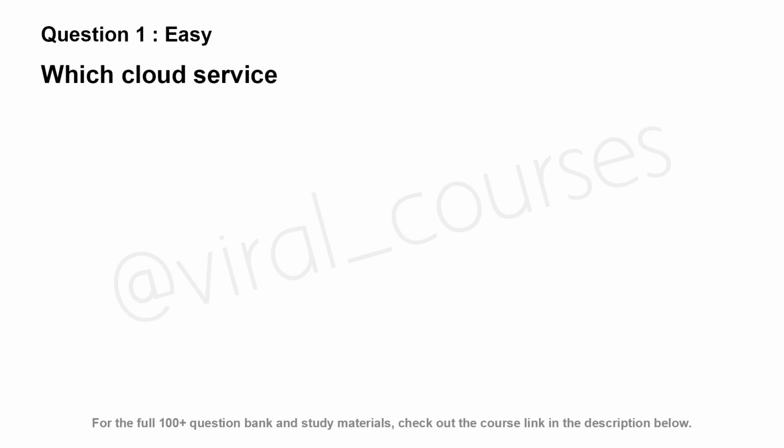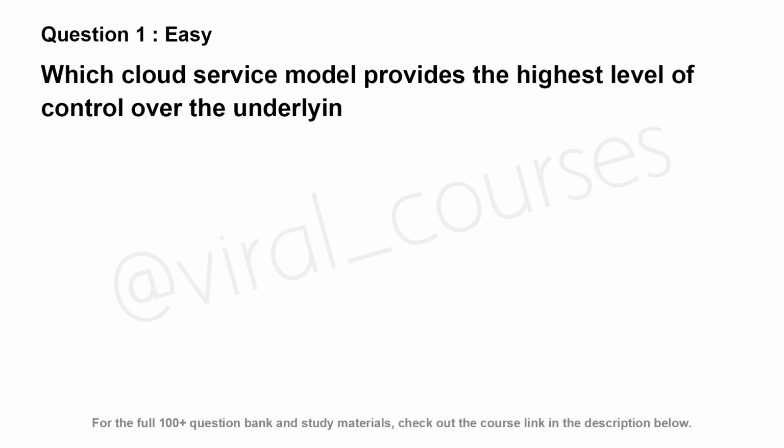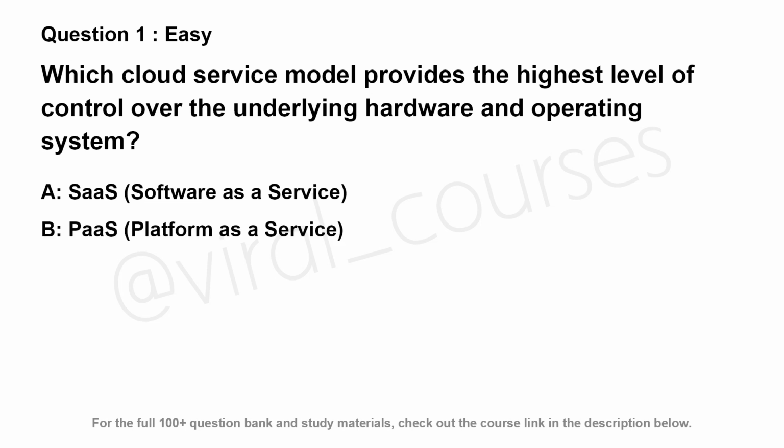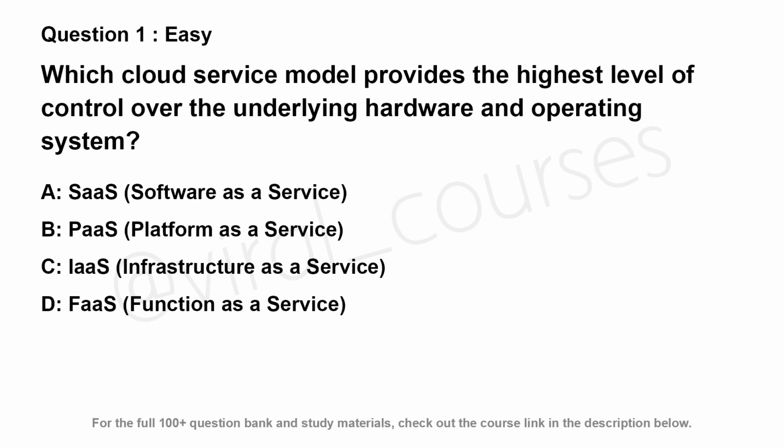Which cloud service model provides the highest level of control over the underlying hardware and operating system? Option A, SaaS, Software as a Service. Option B, PaaS, Platform as a Service. Option C, IaaS, Infrastructure as a Service. Option D, FaaS, Function as a Service.